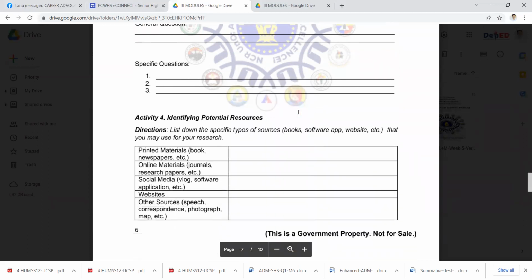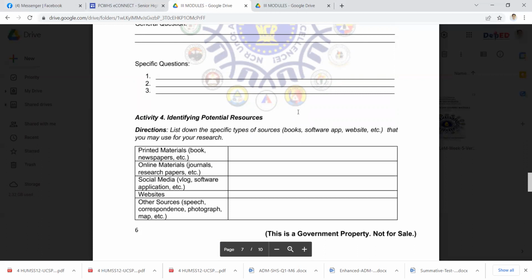Now, activity 4, you have to answer this. Identify specific sources like books, software, and websites that you may use for your research. You may use printed materials like books and newspapers, or online materials, social media, blogs, software, and other sources of what we are talking about today.